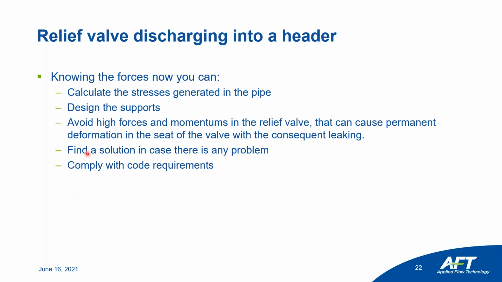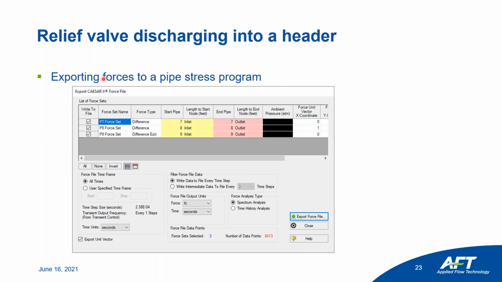And also, knowing the forces, you can comply with code. How do you comply with code? You can export the forces, the magnitude of the forces, to a pipe stress program. And here we're exporting to Caesar. You can also export to AutoPipe as well. You can perform a spectrum analysis or time history analysis. Currently, we work a lot with Hexagon people to improve this interface, as well as Bentley people. And we're going to have a future webinar talking about how to export forces to a pipe stress program and perform either a spectrum analysis or time history analysis using xStream.